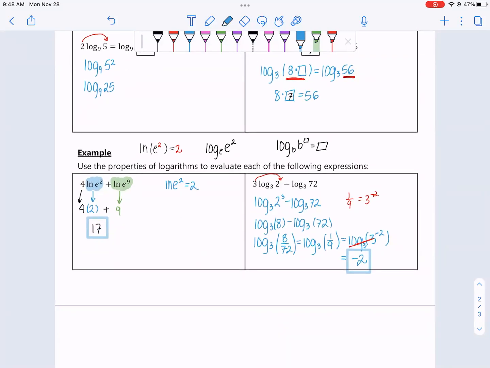All right, so that's using our properties of logs. We're going to continue using these properties of logs. In the next video, we're going to talk about expanding logarithms. So taking logarithms and breaking them up into a bunch of pieces, and then we'll talk about combining logarithms. And this will all come together.